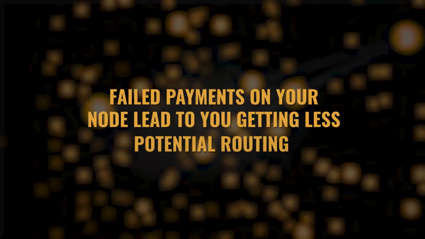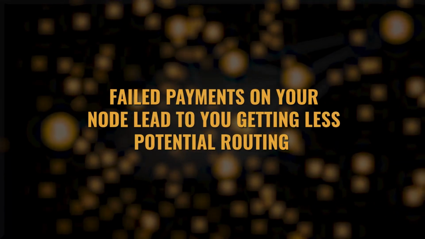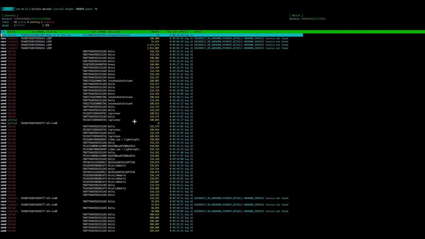You see, failed payments on your node lead to you getting less potential routing because the rest of the network is going to know that your channels are just not viable. Now, in a previous video, I've actually shown how you can use LNTOP to see how many failed routes are coming through your node, and you can see if you are the reason that they're failing, and you can even see if insufficient balance is the reason that this failure came about. Doing this, I quickly came to realize that having these small channels, even if I have more of them and more potential connections to more other routing peers, was really useless because the entire network knew that my channels did not have enough inbound or outbound capacity to route the types of payments that I was looking for.